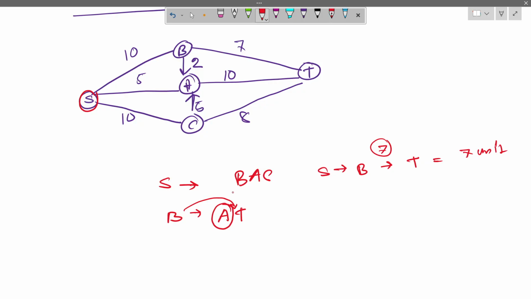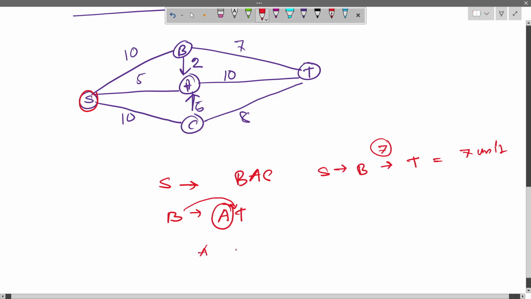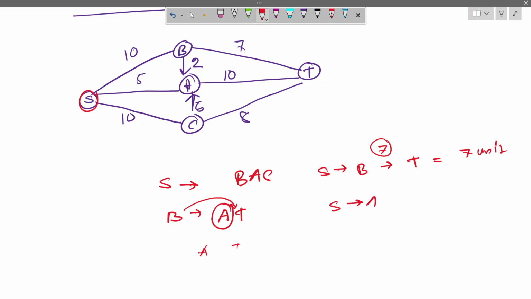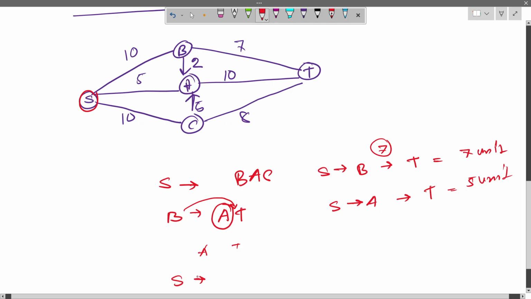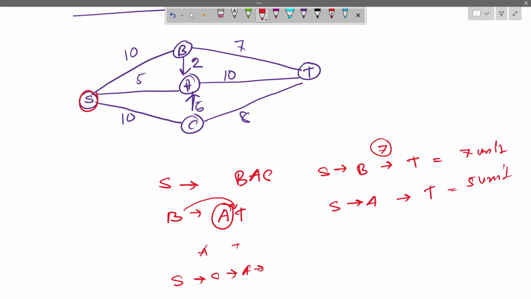After that we will again start with S. Now we have A remaining, and the adjacent of A is T, so S to A to T, that is 5 units. Now again S to C, and the adjacent vertices of C are A and T. A is already traversed, so we go to T, S to C to T, that's 8 units, so 20 units in total till now.